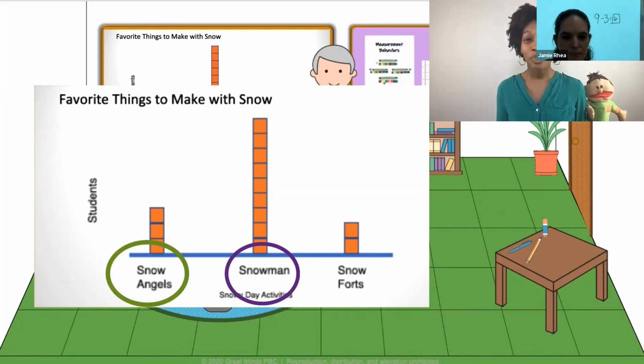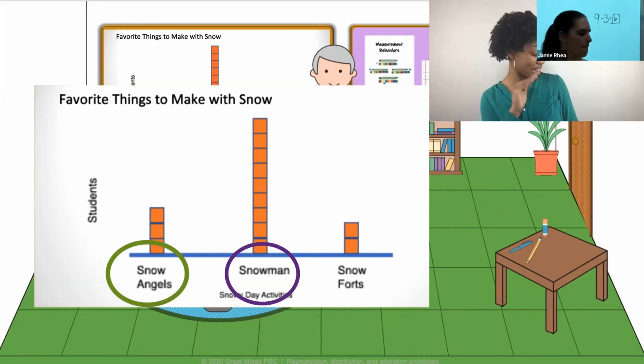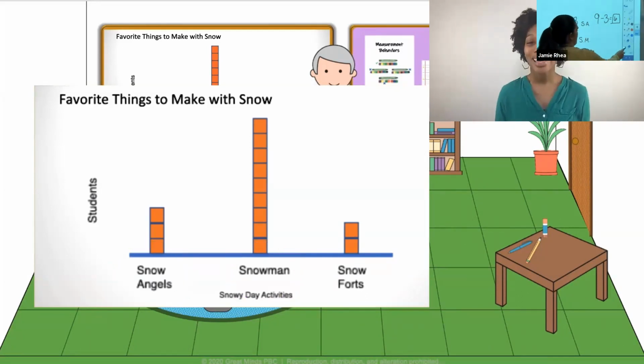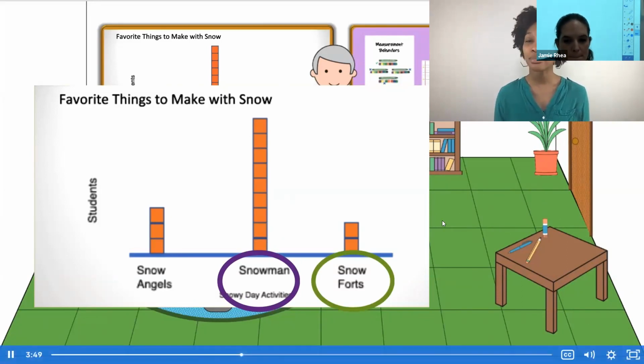Welcome back. Well, it's time to say bye to Carlos. Say bye, Carlos. Bye, Carlos. Thank you for helping us. Let's go ahead and solve some problems together. How many more people rather build a snowman than a snow fort? Go ahead and press pause and take some time to solve this problem.